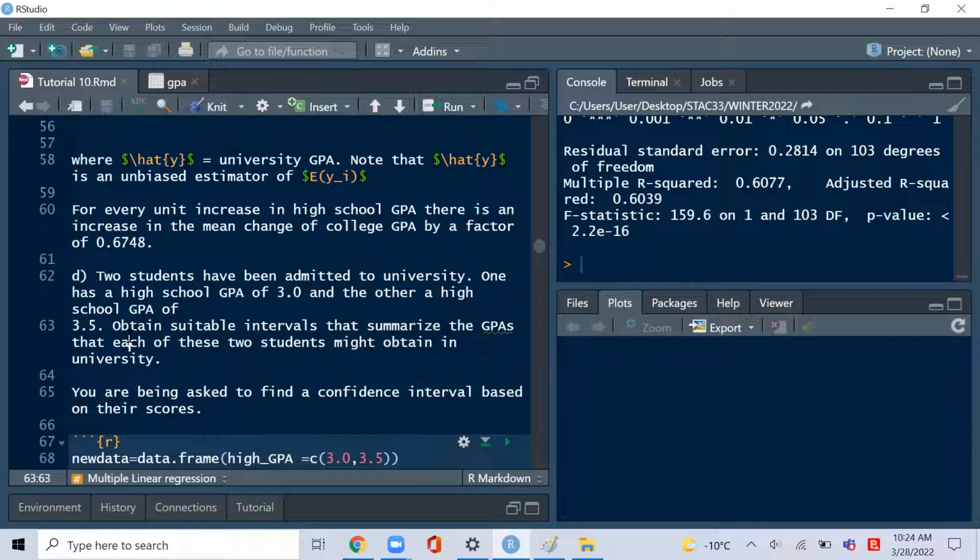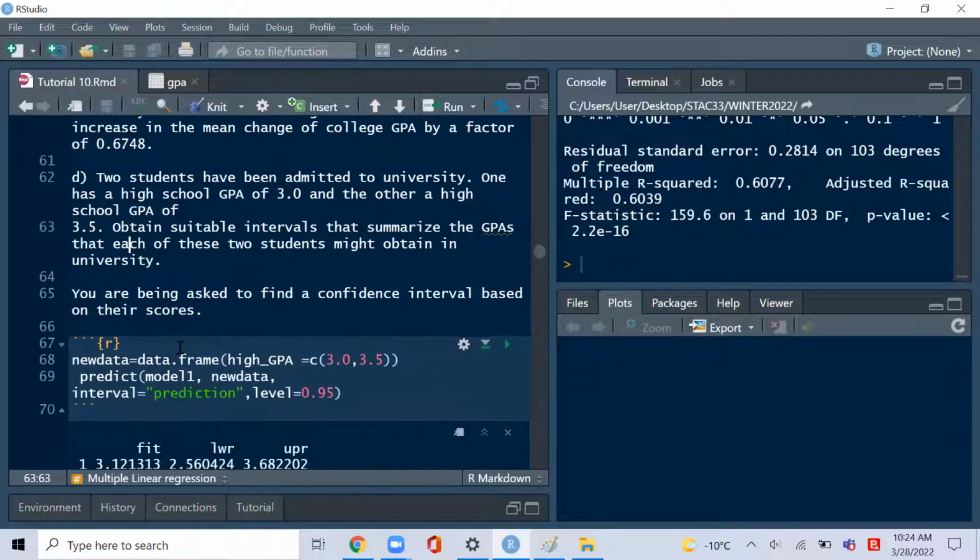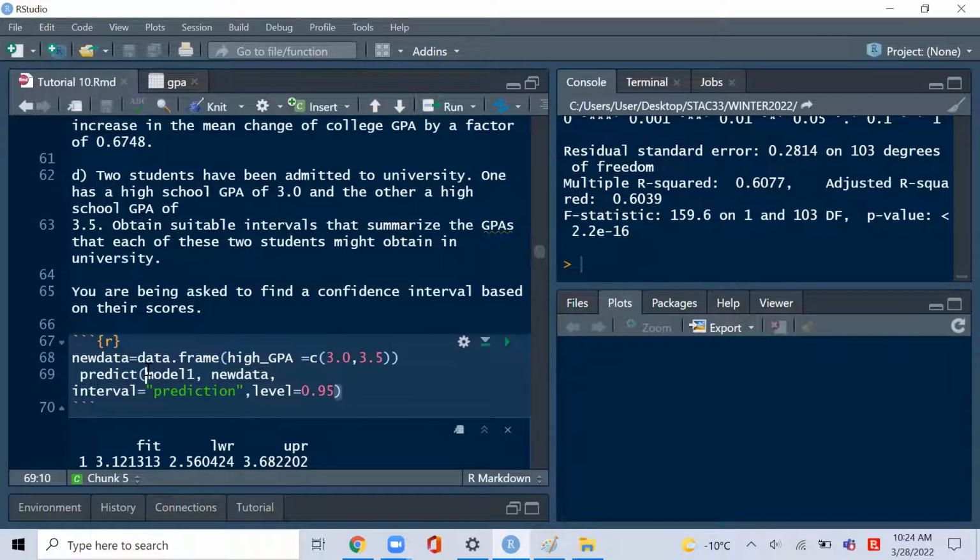Where I made a mistake last tutorial was that I forgot to specify the variable. I put X here instead of high school GPA, and it doesn't recognize X in the model because I used high school GPA. That's why it wouldn't run. You have to make sure when you create a new data frame that the labels of the variables are consistent with the labels in your original model. This is a common mistake. Don't put any arbitrary label. Make sure the labels are consistent with the labels you use in your original LM model.